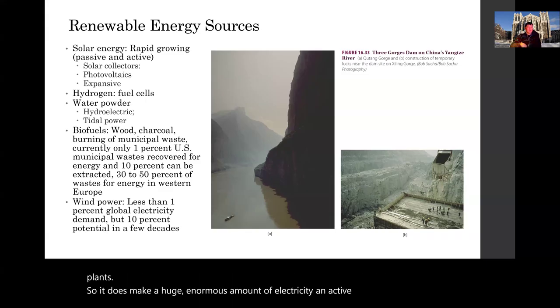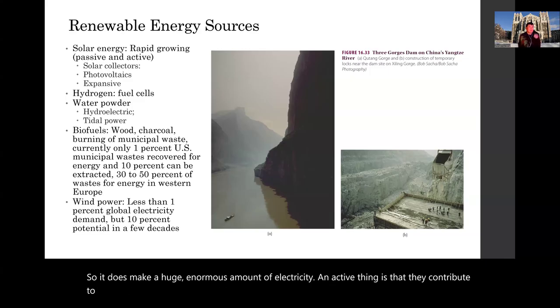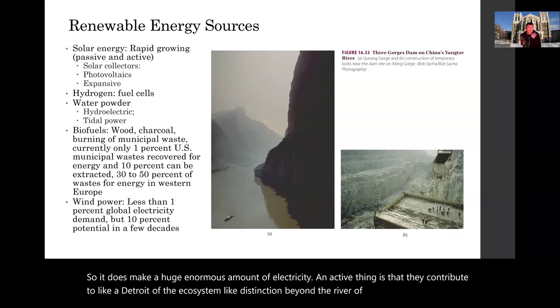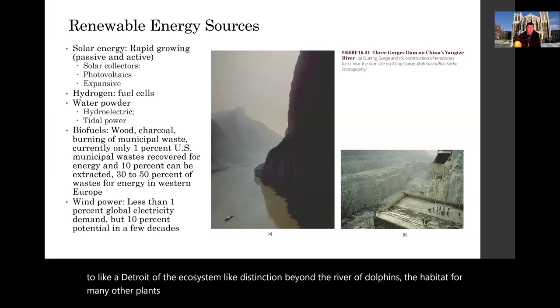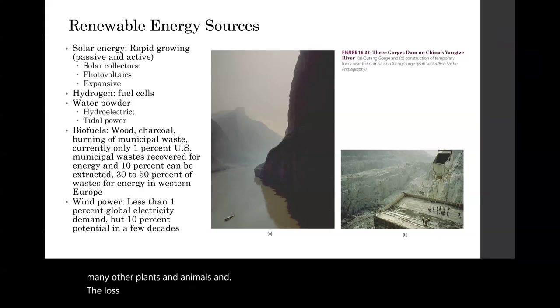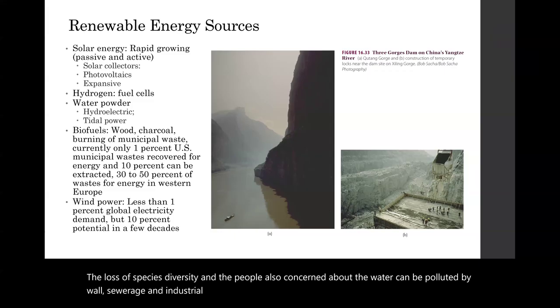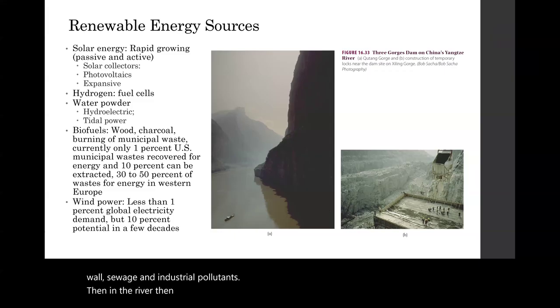The negative thing is that they contribute to destroying the ecosystem, like the extinction of Yangtze River dolphins, the loss of habitat for many other plants and animals, and the loss of species diversity. People are also concerned that the water can be polluted by raw sewage and industrial pollutants in the river, and because it's a long river, it can have a huge impact over the region.